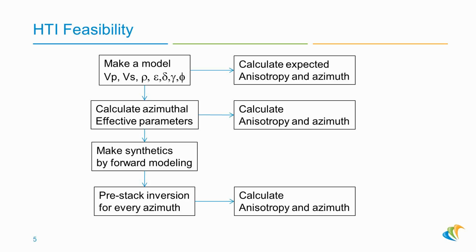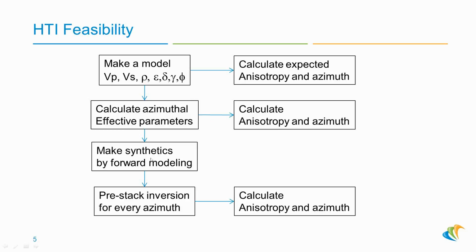And what we can do with that is we can calculate what we expect the anisotropy and the azimuth to be coming out of the inversion. So we can already tell what's going to come out of our seismic inversion. Then we can calculate the effective azimuth, calculate the effective elastic parameters as they are azimuthally oriented. And with these, we can go through our elastic volume evaluator and calculate the anisotropy and the azimuth. And that should look a lot like what we expected.